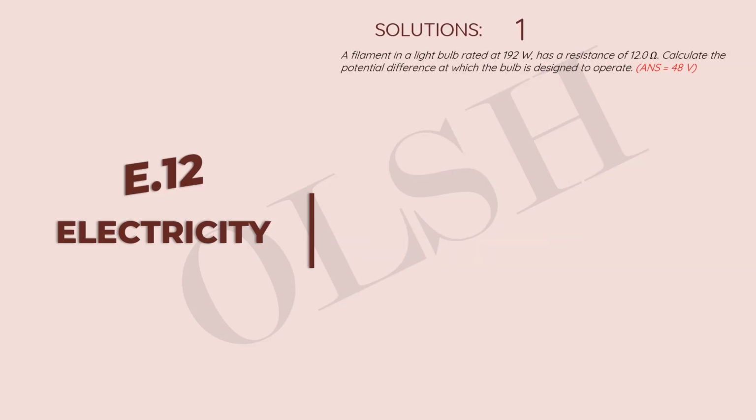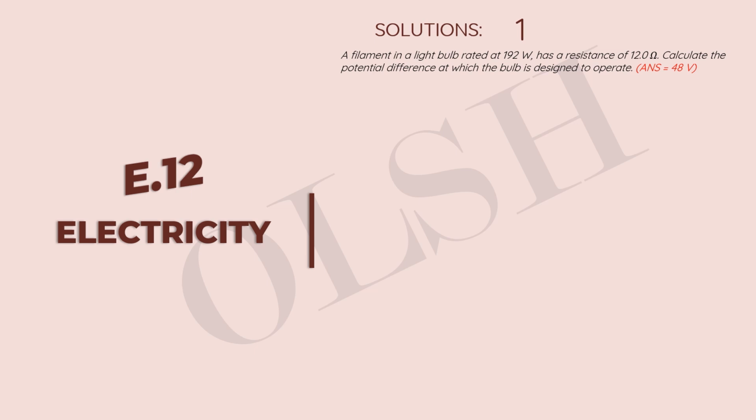Okay, so the first question goes: a filament in a light bulb rated at 192 watts has a resistance of 12 ohms. Calculate the potential difference at which the bulb is designed to operate.